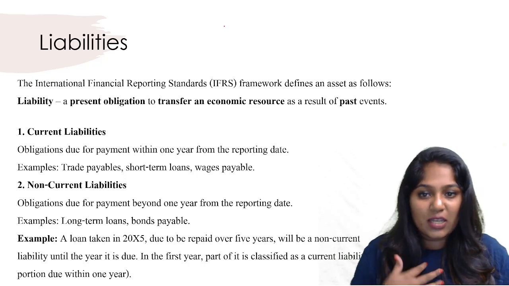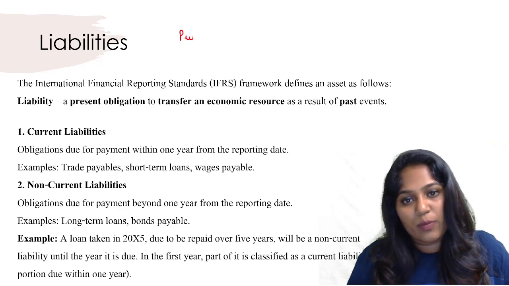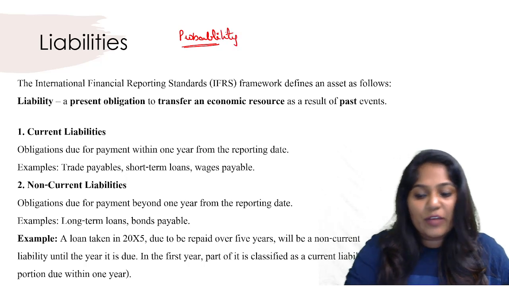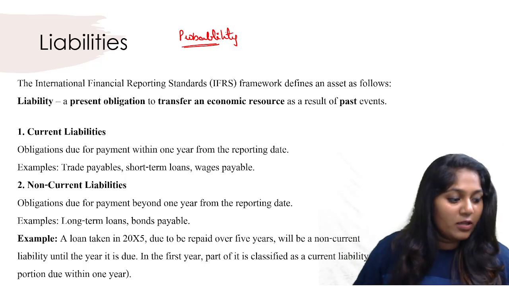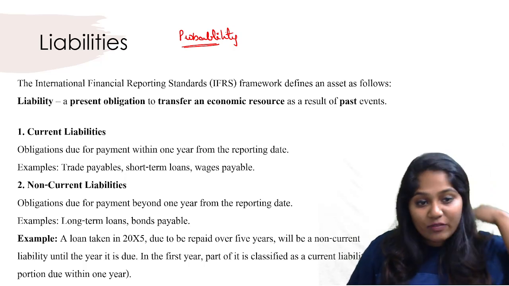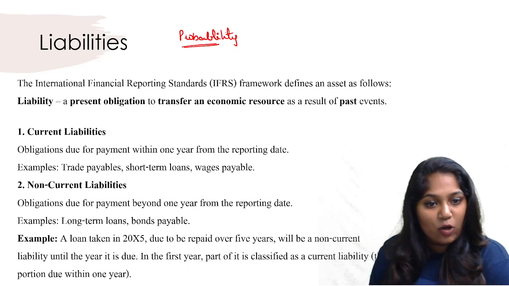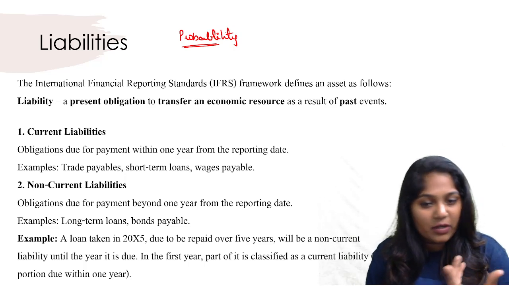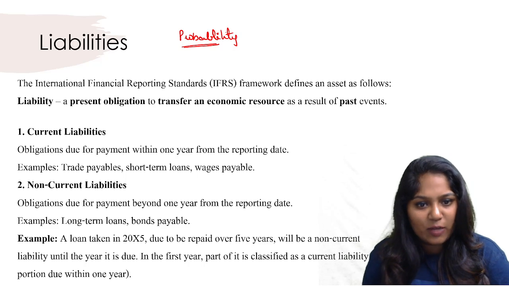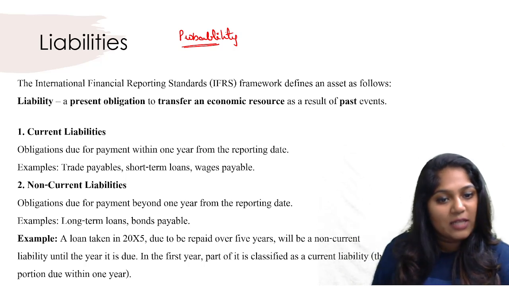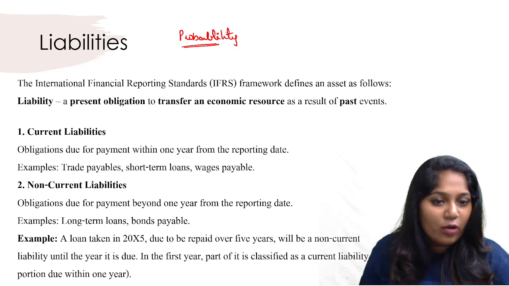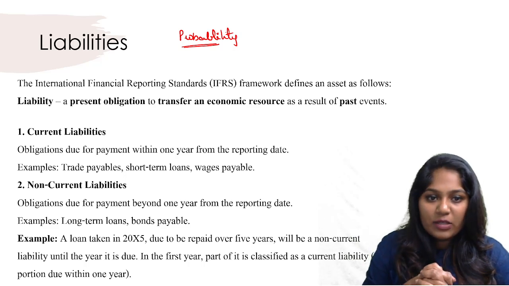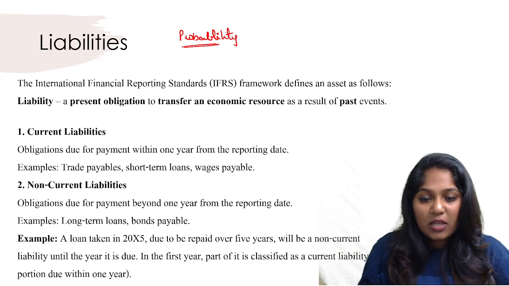But additionally, I would like to add that there should be a probability. What is probability? If you are a fan of cricket, you see there is something called win prediction, win probability, that they display all the time. If you remember the last World Cup, India had a very low win prediction, and Australia won the cup. Australia had more. That is a probability, the likelihood of something happening. Liability is nothing but a present obligation to transfer an economic resource as a result of a past event.